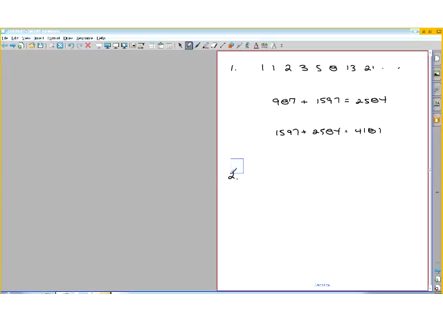Number 2 says, recall that f sub n represents a Fibonacci number in the nth position in the sequence. What are the only 2 values of n such that f of n equals n? Well, let's just write them out.